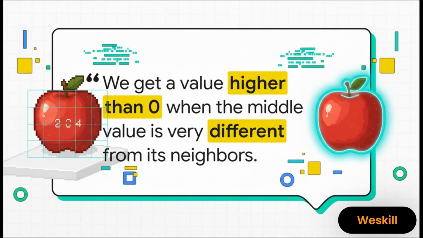And here is where the magic happens. By choosing the numbers in that filter very carefully, you can make it a feature detector. So, for example, you can design a filter that only gives you a high number when a pixel is really different from its neighbors. And what does that mean? It means you've just found an edge.